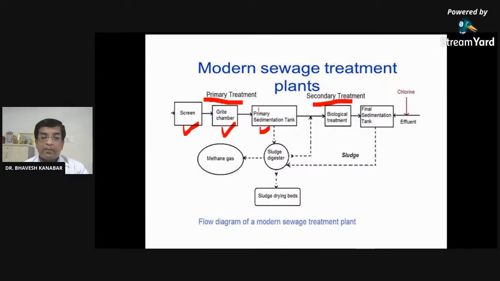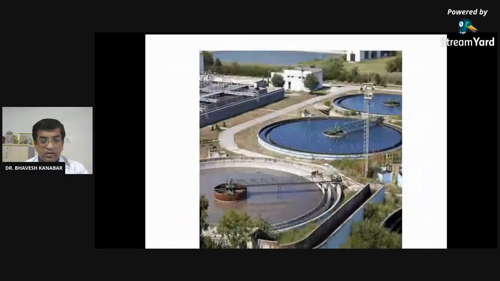So this is the primary sedimentation tank; it looks somewhat similar to that. Depending upon the sewage treatment plant, there can be one or two primary sedimentation tanks. In the Rajkot sewage treatment plant, there are two primary sedimentation tanks.